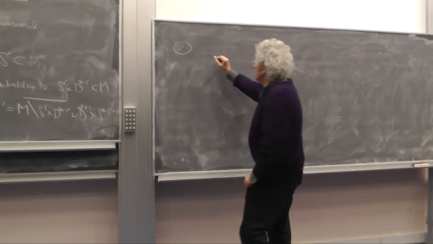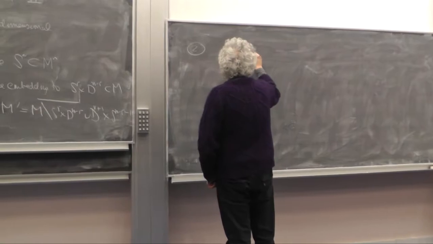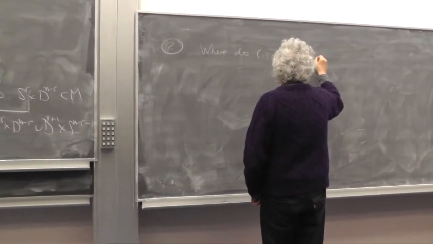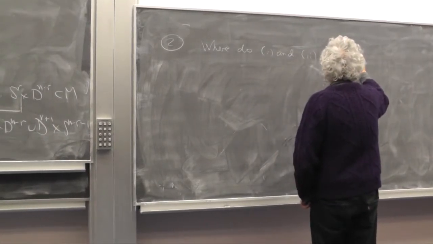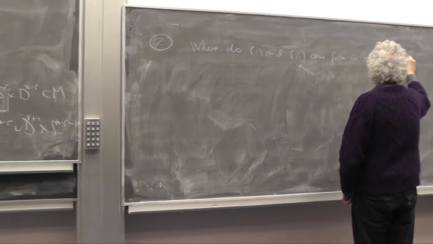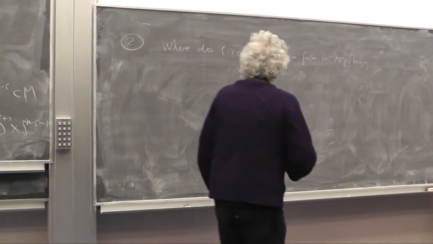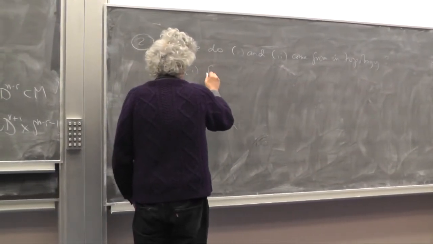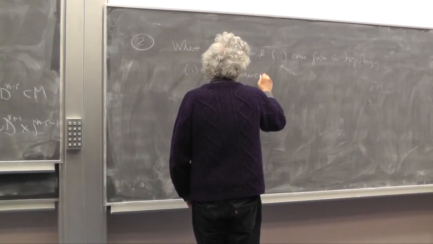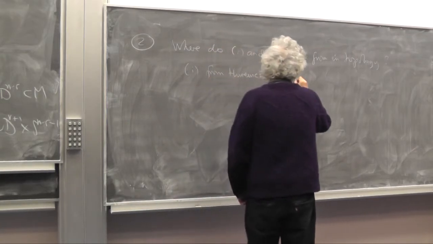So where do 1 and 2 come from in topology? So 1 from Hurewicz and Whitney.